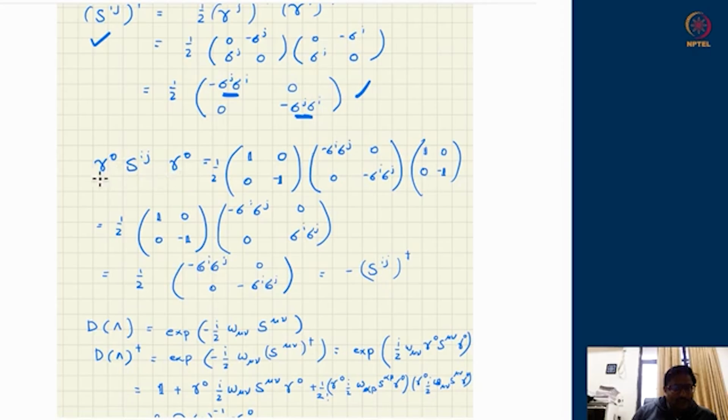S_0i, we had squeezed between gamma 0 and gamma 0. Do this again. Put a gamma 0 to the left and a gamma 0 to the right. Do matrix multiplication with care. This time it will become clear what we were trying to do. It still is S_ij dagger with a minus sign.